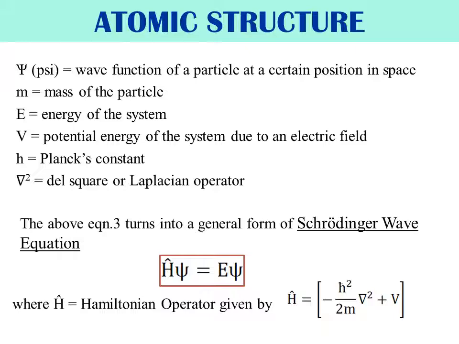Consider that equation, and if you put the value of H and re-alter the positions of the equational parameters, you will get this form, this operator, minus h bar square by 2m into grad square plus V. So you just have to rearrange equation 3, and you will get this form.